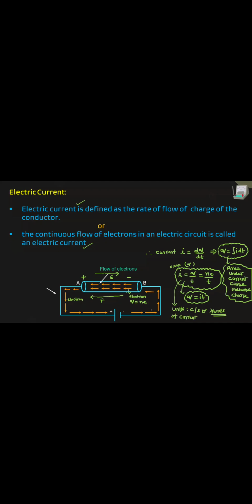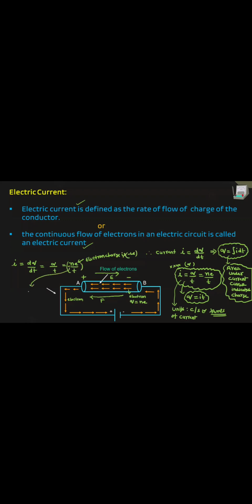But one observation here, sir. Here I have given I equals dq by dt, or q by t, where Q equals ne. But what is the electron charge? The electron charge is negative. If the electron charge is negative, we have to take a negative sign here.